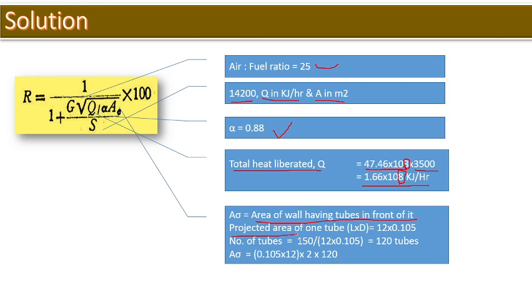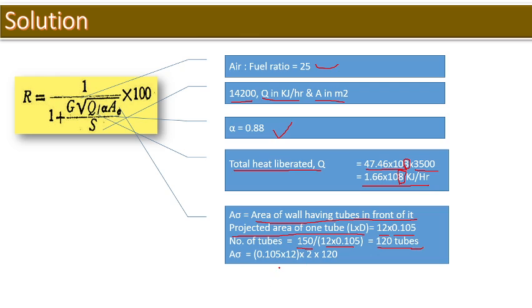The projected area of one tube is calculated by L times D. Simple, this is the projected area: 12 meters multiplied by 10.5 centimeter, meaning 0.105, giving 1.26 square meters. This is the projected area of one tube. Then we can find out the total number of tubes, because the total projected area is 150. If you divide 150 by the area of one tube, that gives the total number of tubes in that furnace in the radiant section. 120 tubes are there.